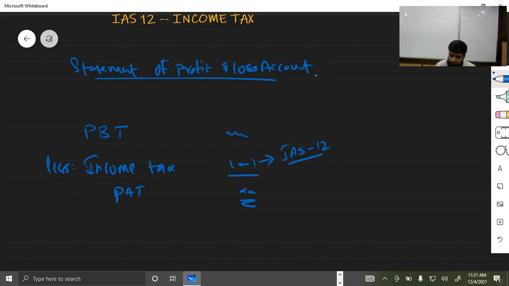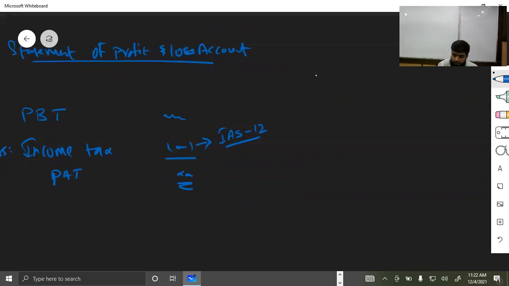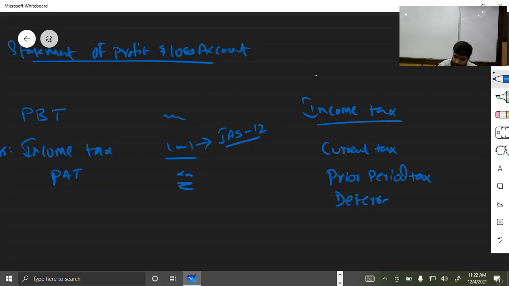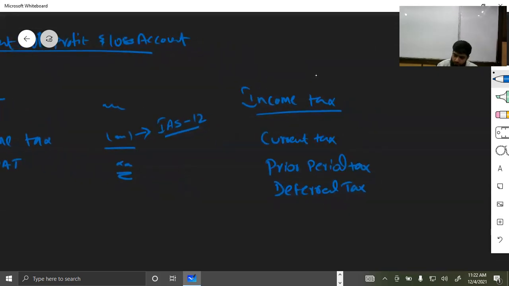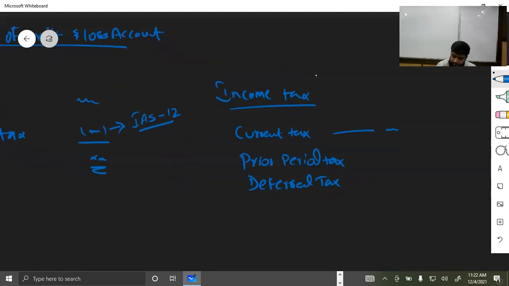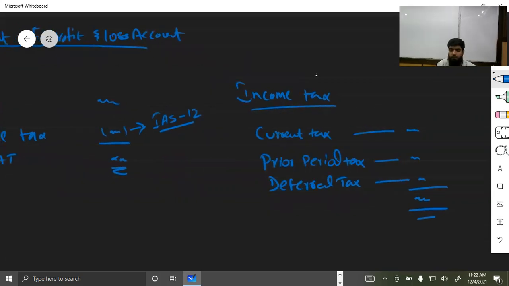Once we are going to calculate the income tax, IAS 12 suggests that there are 3 types of taxes you need to account for. It means whenever we are recording the income tax, we calculate 3 types of taxes. Number 1, the current tax. Number 2, the prior period tax. And the third one is the deferred tax. It means if you want to calculate the amount of income tax that should be reported in P&L, we have to calculate these 3 different taxes, and once we have done it, we will arrive at the income tax amount or the income tax value.